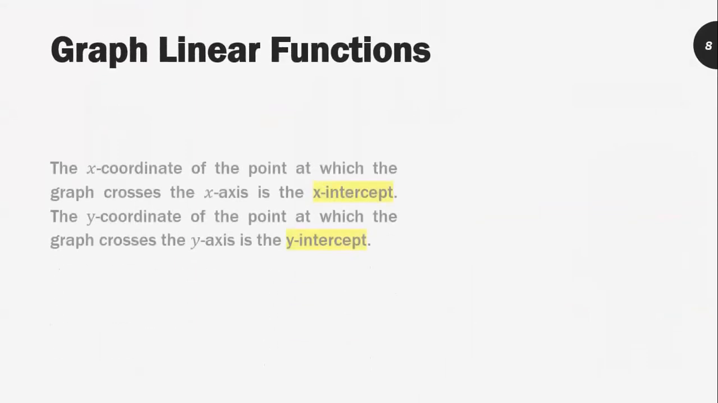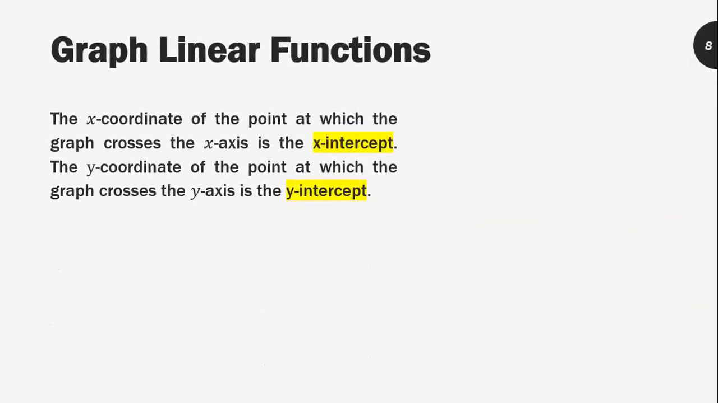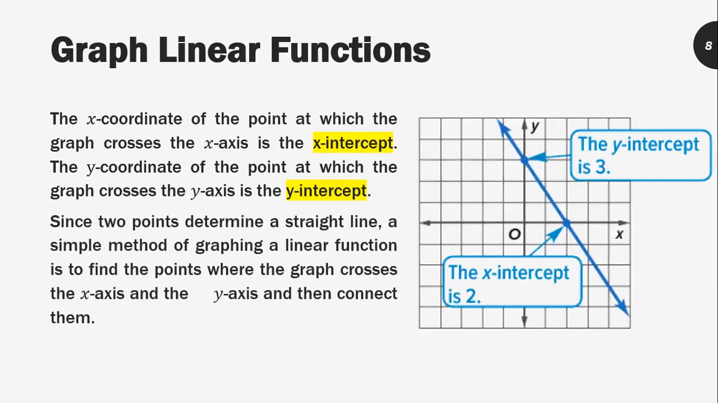To graph the linear function, we need to find the x-intercept and y-intercept. To graph a line, you only need two points to connect between them. One of the ways is to find the x-intercept and y-intercept. The x-intercept is the point where the graphed line meets the x-axis, while the y-intercept is the point where the line meets the y-axis. This point is the y-intercept, and this point represents the x-intercept.